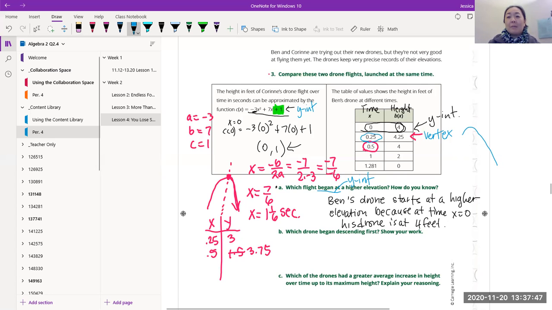Sad days, right? Definitely. Which drone begins descending first? So it's Ben's drone. It descends after how many seconds? A quarter of a second. Very short-lived. Okay. I should have said Ben's drone descends first, which is after 0.25 seconds, but I didn't, sorry.